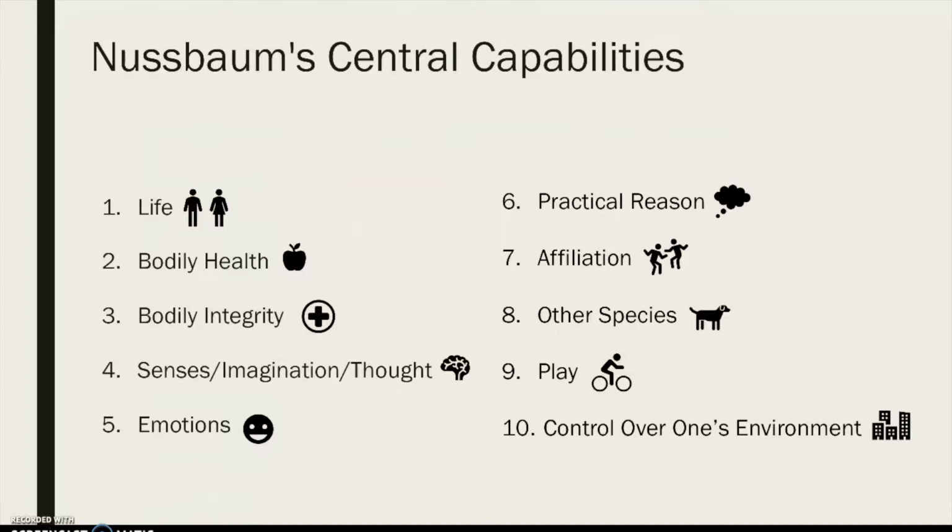Nussbaum differs from Sen in her creation of a list of central capabilities. Central capabilities are the combinations of functionings one should have in order to live a dignified life. These 10 capabilities constitute her list.